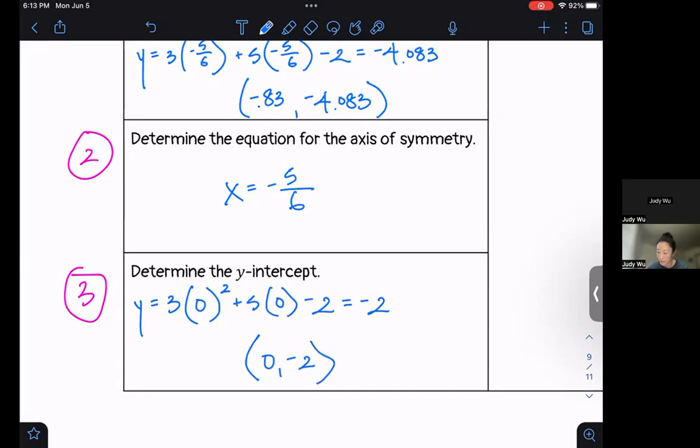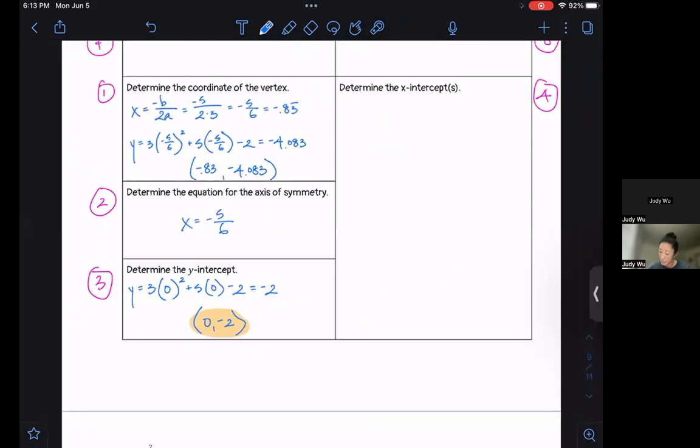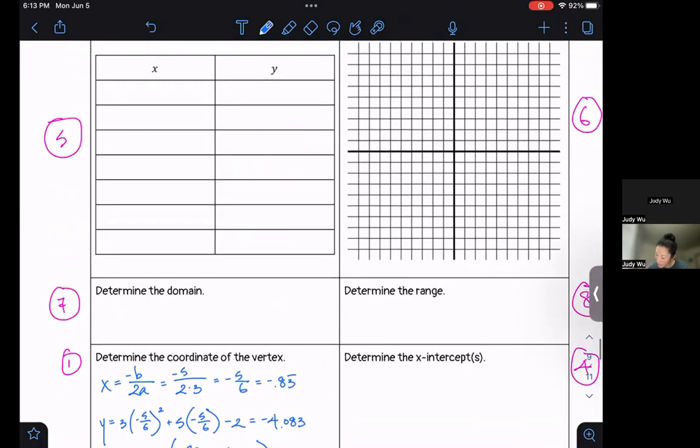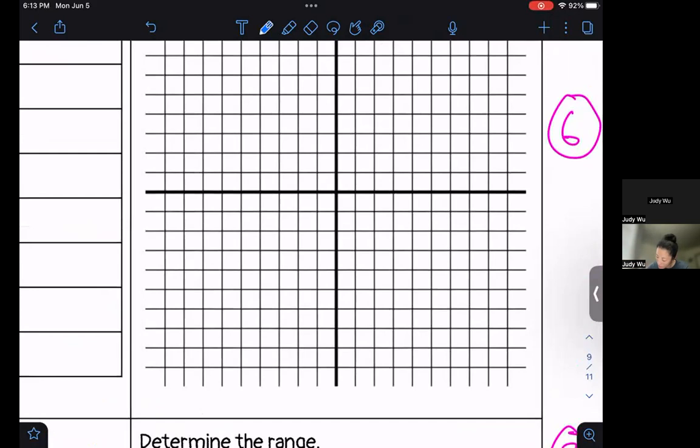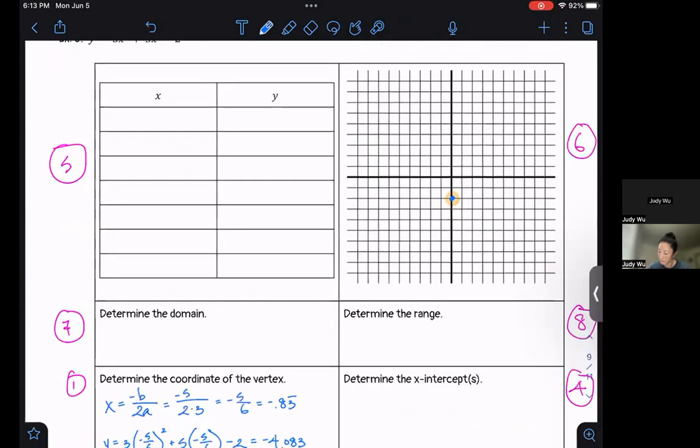Now this, my friends, is a nice whole number, right? 0, negative 2. So this is something I would feel comfortable plotting on my graph, okay? So if I sneak up here real quick, I'm going to go to the y-intercept, 0, negative 2, and just remind ourselves that that is our y-intercept, okay?